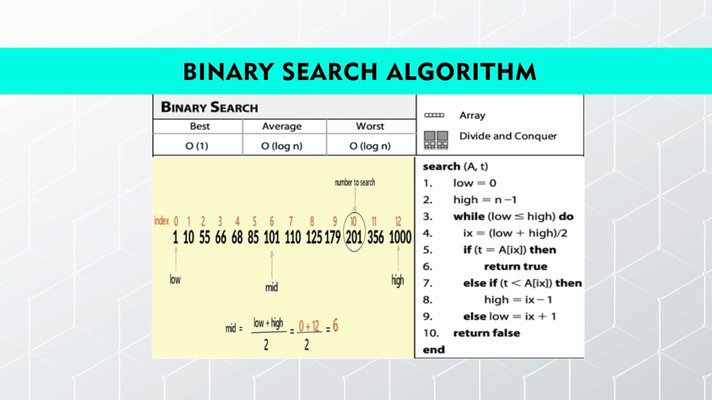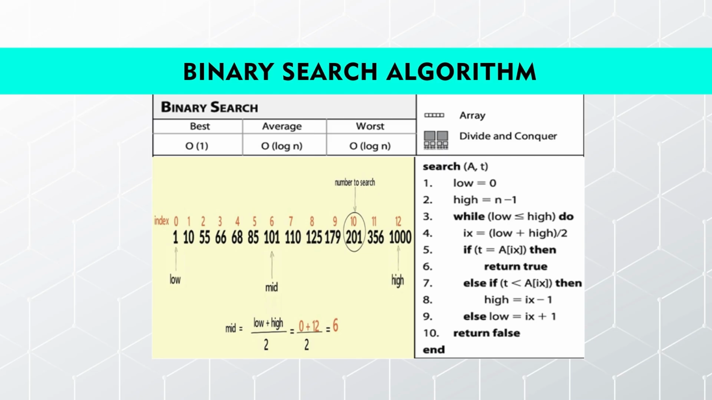If t is less than A[Ix], is 201 less than 101? No. But it is said that if t is less than A[Ix], then high is equal to Ix minus 1, that is move 12 to 11. Else low is equal to Ix plus 1. Ix was 6, so the new low will be Ix plus 1, that is 7.